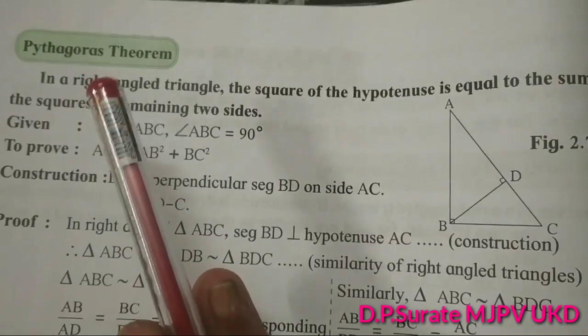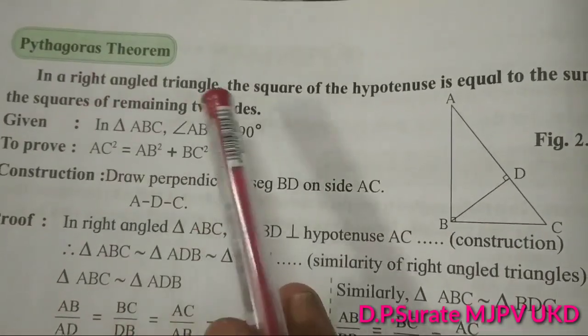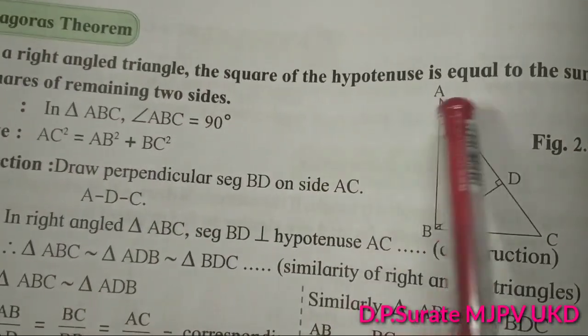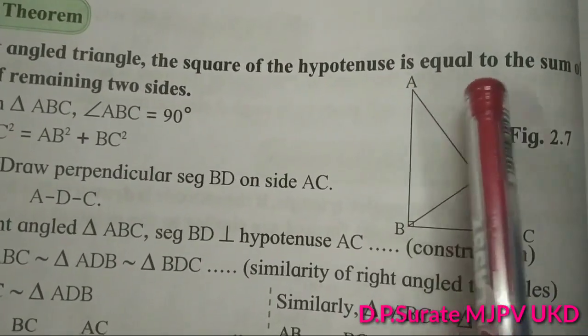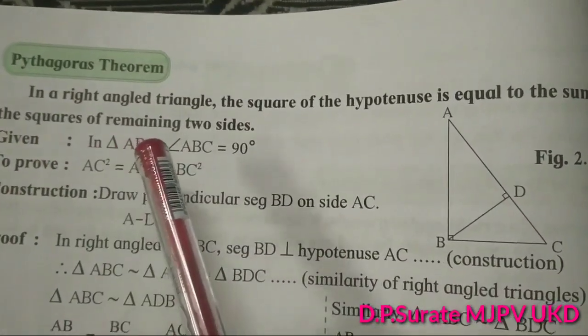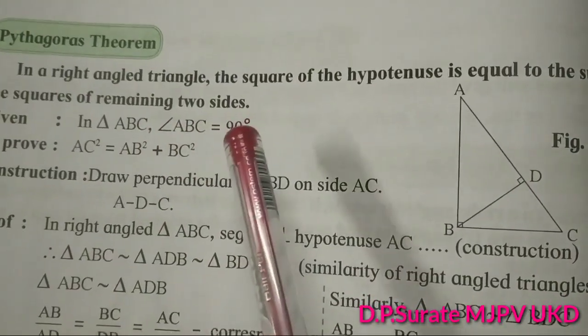We call this theorem as Pythagoras theorem. In a right angle triangle, the square of the hypotenuse is equal to the sum of the squares of the remaining two sides.